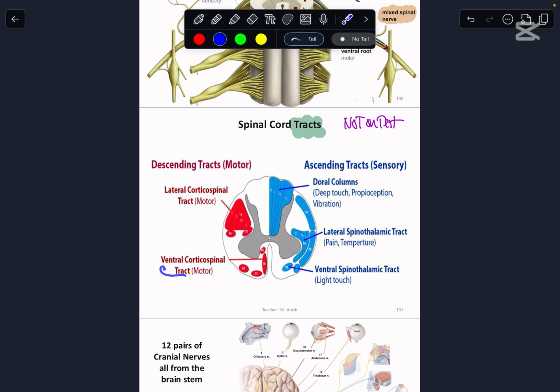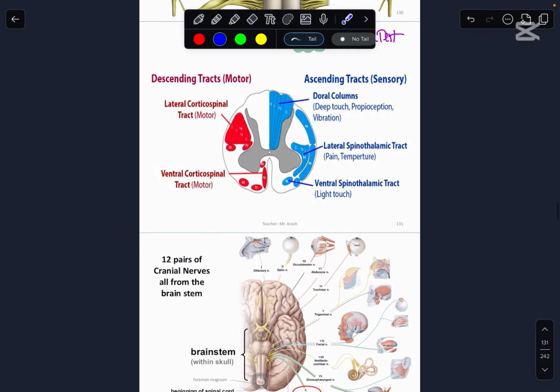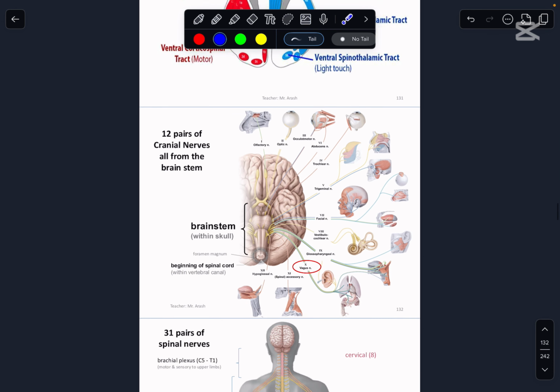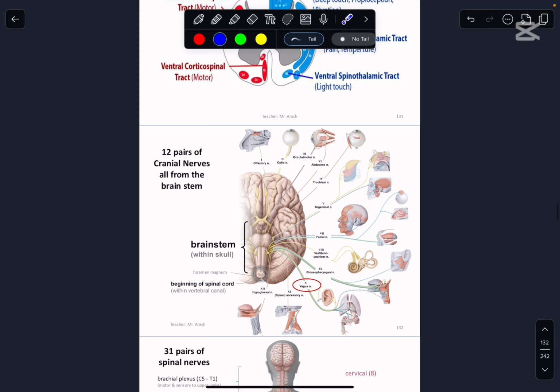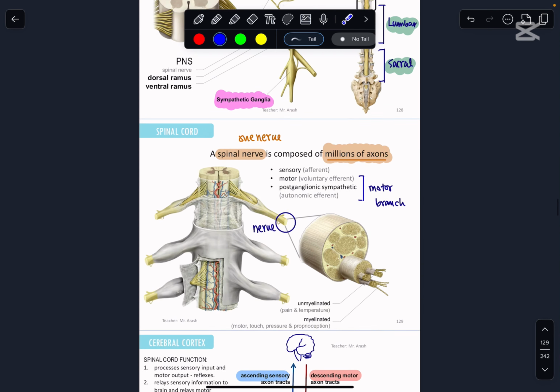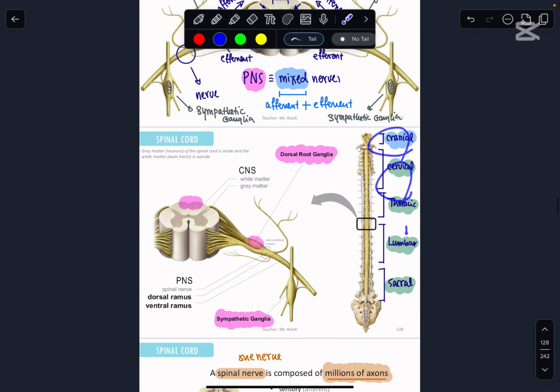These ones are called ventral corticospinal. So, yeah. All right. So, what about the nerves themselves? As I said to you here, we talked about different parts of the spine.